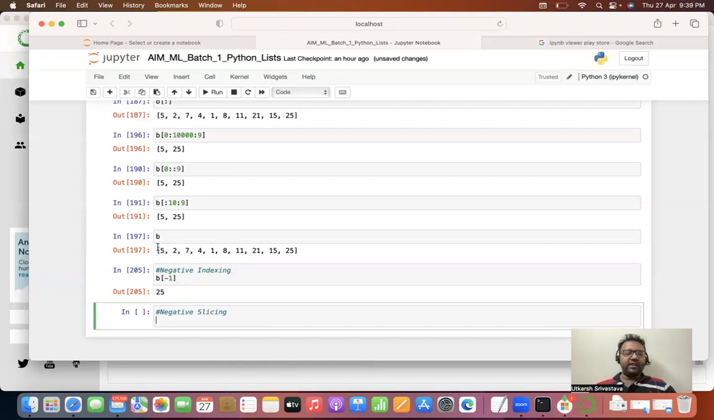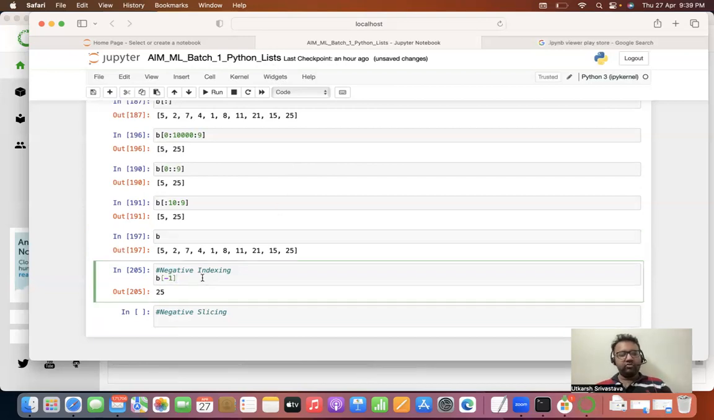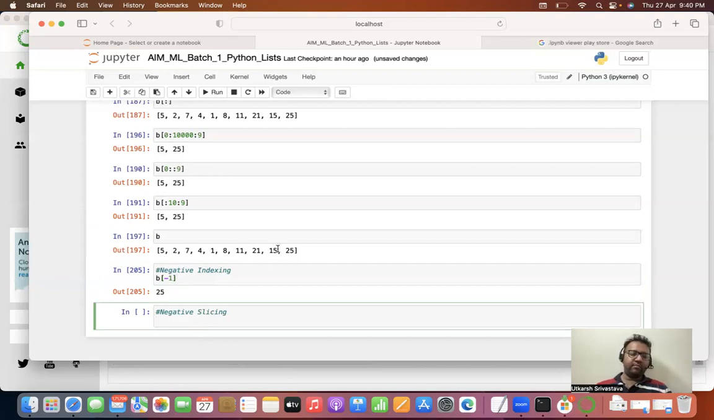Any doubts in negative indexing? Simple concept. No, I am good. All right, great. So B[-1], or till minus 2, minus 3, minus 4, till minus 10.